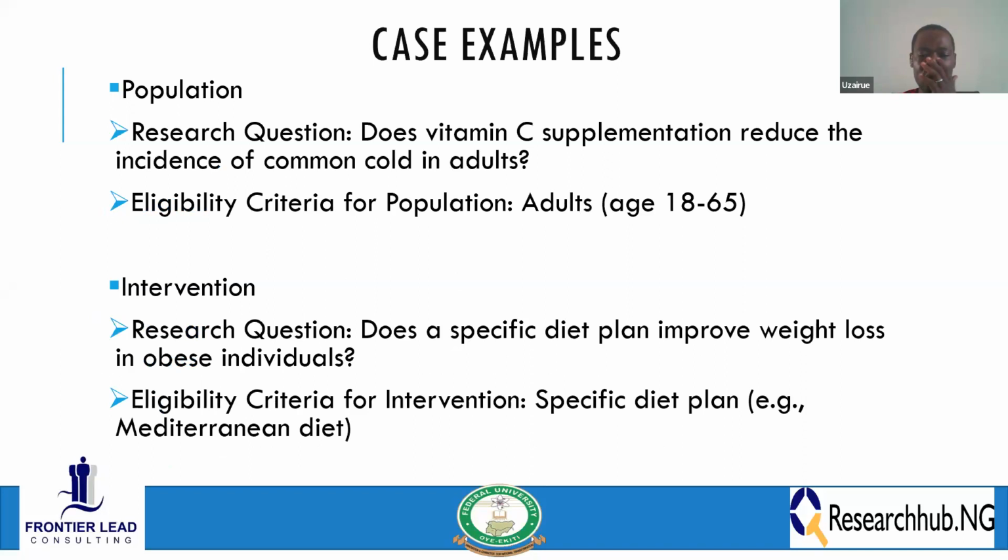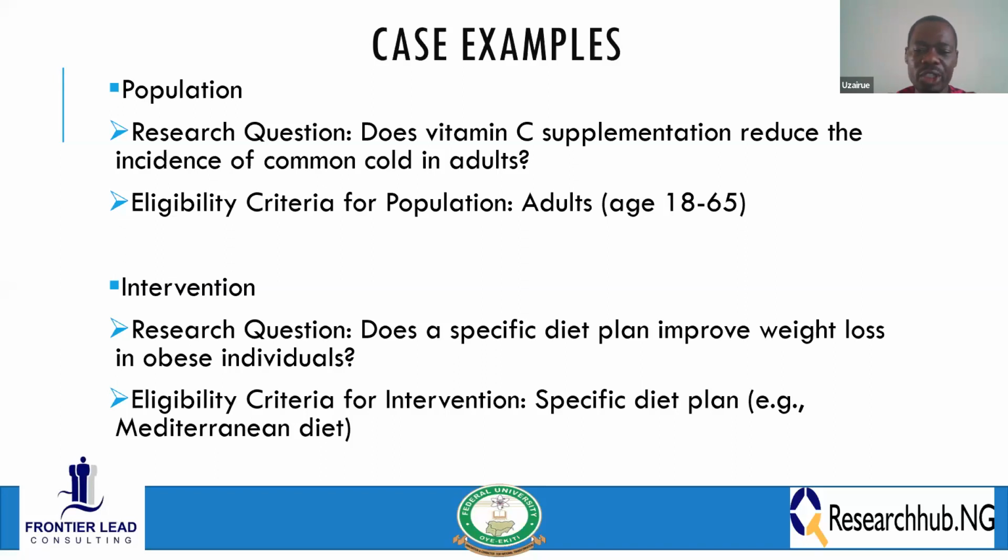Now let's look at case examples. For population, for example, the research question would be: does vitamin C supplementation reduce the incidence of common cold in adults? The eligibility criteria for population in this case can be said to be adults aged 18 to 65. That's an example of a population-based eligibility criterion.